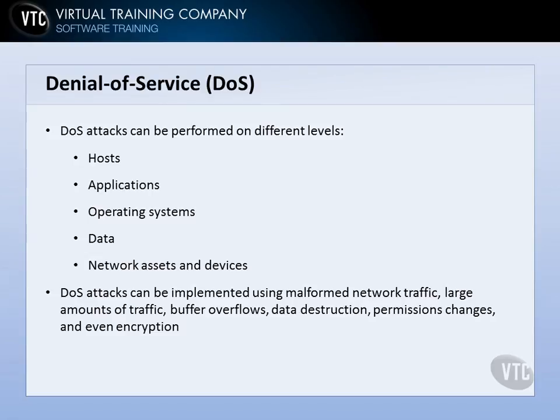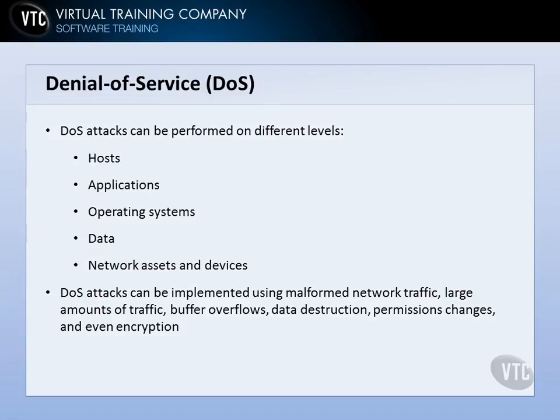They also may attack network assets and devices, routers, switches, hubs, and so forth, in order to prevent network communications from happening. Now, DOS attacks can be implemented using a lot of different methods: malformed network traffic, crafted packets, and so forth, sometimes even just fantastic amounts of traffic or oversized packets. A malformed packet can do a lot of damage. They may also take advantage of buffer overflows, and they may destroy data. They also may change permissions on data, on folders and files and so forth, so that a user can't use them. They've even been known to use encryption to encrypt data and then hold that data for ransom, so a user would have to pay in order to get access back to that data.